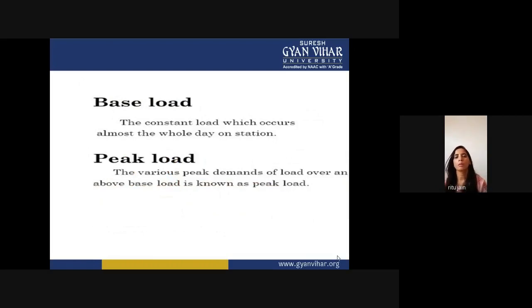Next, we come to the base load and peak load. So, what is base load? Base load is the constant load, the load which is not changing with time. That is your base load. It is almost the same the whole day. And peak load varies. The various peak demands of load over and above base load are known as peak load.